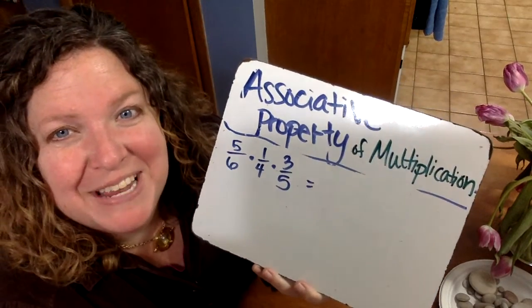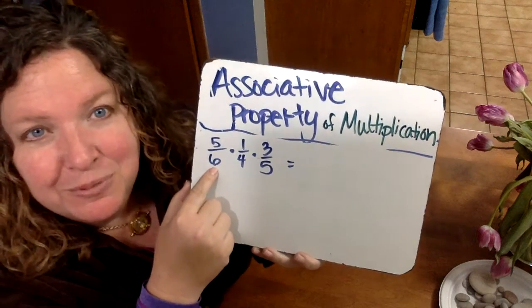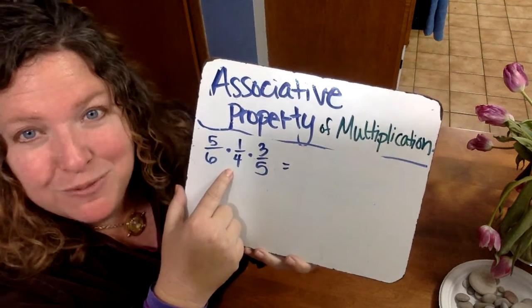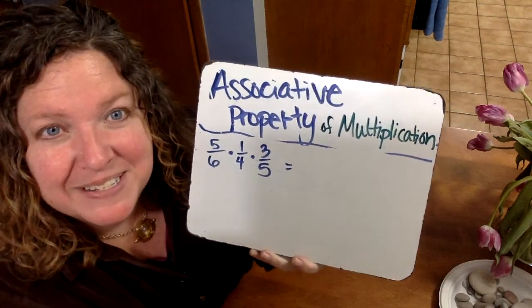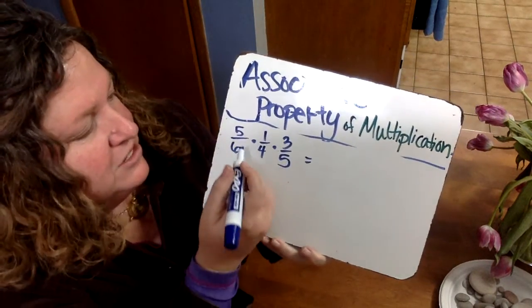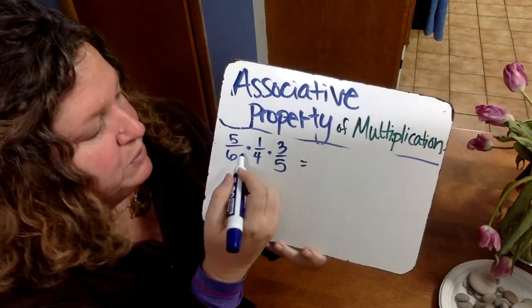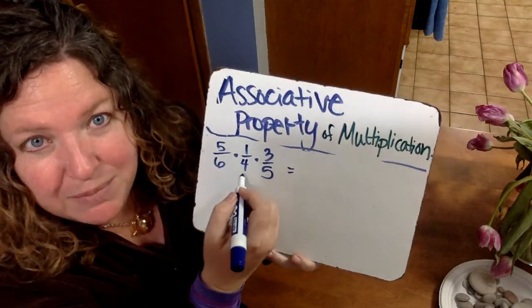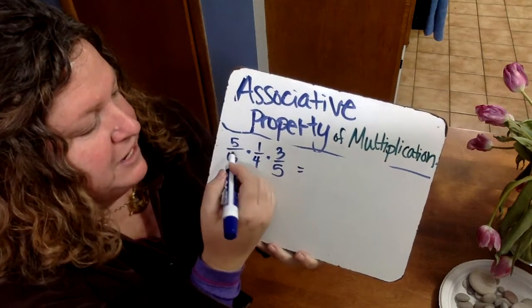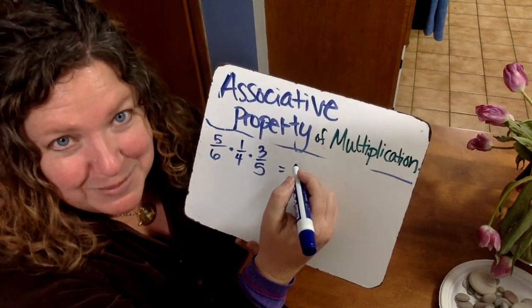Okay, last example of the associative property of multiplication. So we've got 5/6 times 1/4 times 3/5. Now, let me show you how it works just with the numbers. So if we are working left to right, we would do 5/6 times 1/4. 5 times 1, we know how to multiply. Top times top is top, bottom times bottom is bottom.